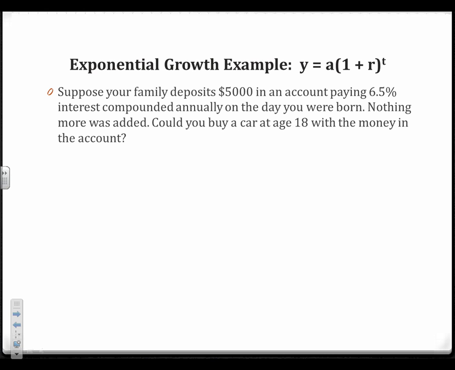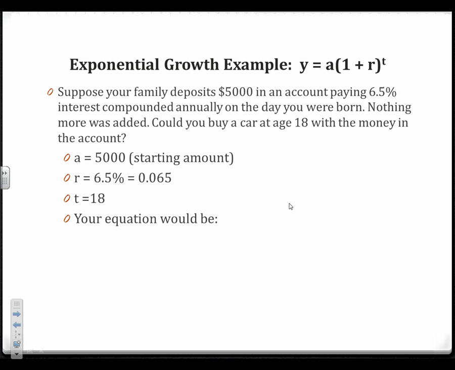Okay, so here's an example of exponential growth. Suppose your family deposits $5,000 in an account paying 6.5% interest compounded annually on the day you were born. Nothing more was added. Could you buy a car at age 18 with the money in the account? So, to begin with, we have $5,000. That's our starting amount. Our interest rate is 6.5%, but we've talked about how to change that to a decimal. Our time is 18 years because they started when we were born, and at age 18 is when we're going to find out how much money we have.